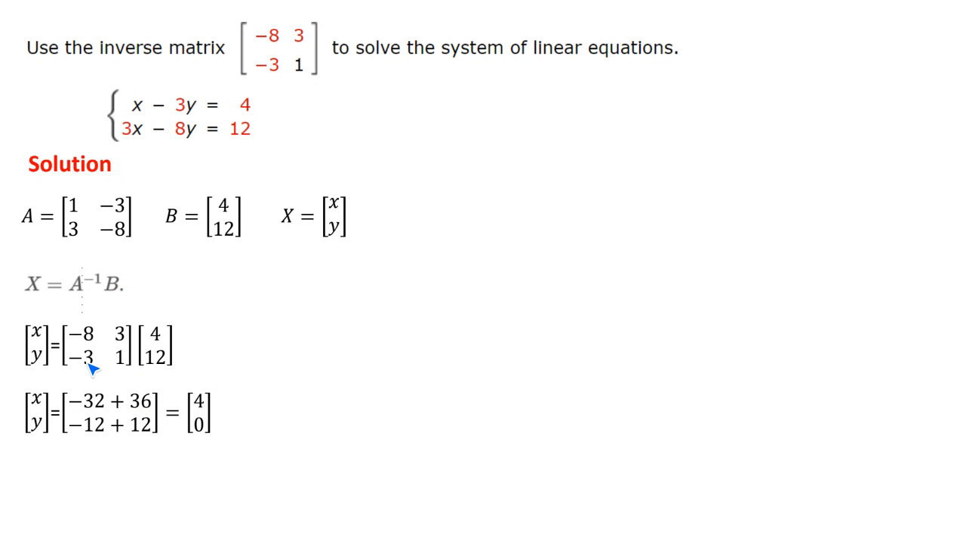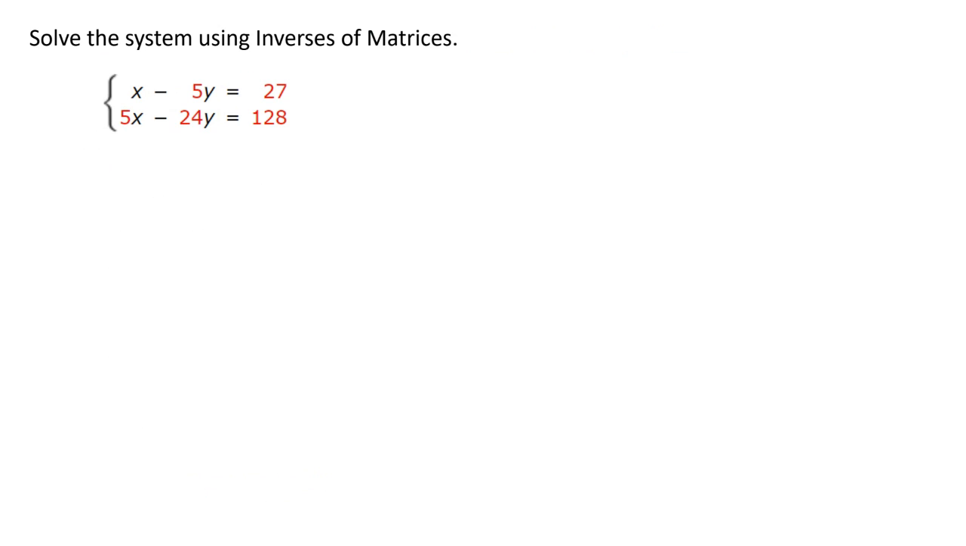And then we go to the next row. Negative 3 times 4 is negative 12, and 1 times 12 is 12. If I add these, I get 0. So from here, I can get my answer, which is going to be x is equal to 4 and y is equal to 0. And so that's going to be my solution. That's how we would solve our system.